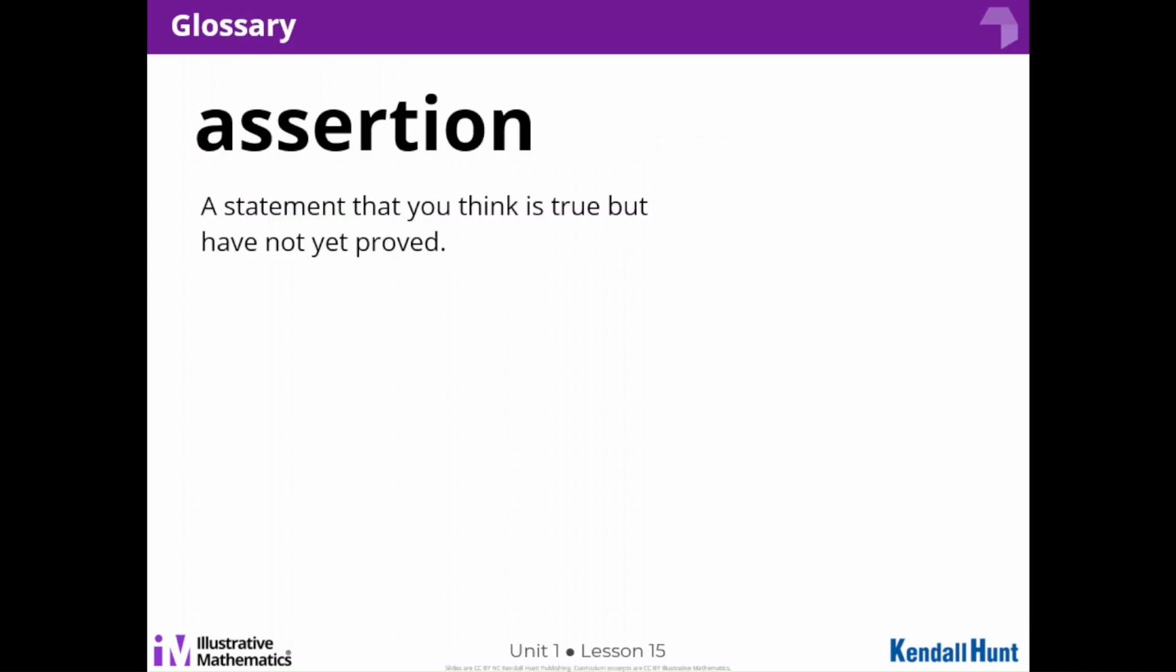We do have quite a few glossary terms in this lesson. So first we have assertion. An assertion is when you make a statement that you believe to be true, but you haven't gone through the steps to prove it yet.